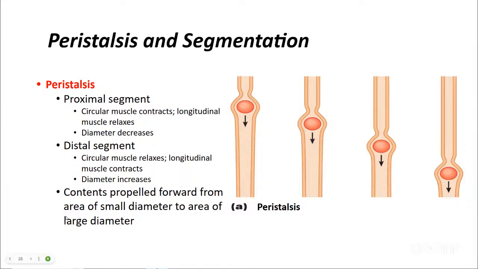So we have these two arrangements of muscles, the circular muscles and the longitudinal muscles, both kind of working at the same time together to get this to happen, with the ultimate goal of moving from that small diameter area behind the bolus of food towards this larger one in front. And that's really all we're thinking about when we're thinking about peristalsis.